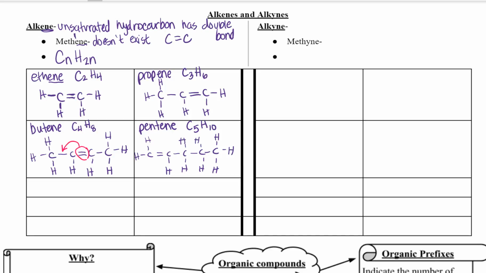And then at the end, we're just going to count, and we got to 10 H's. That's how we know we did it right. So let's write out the rest of these names.